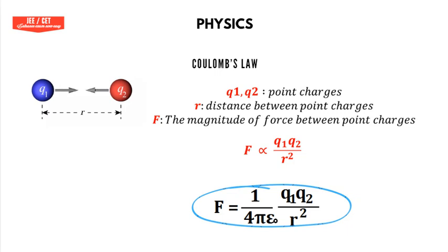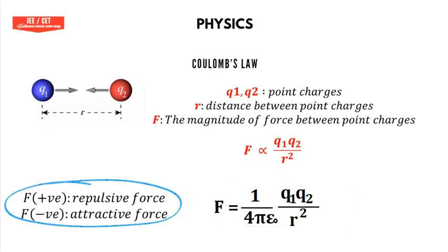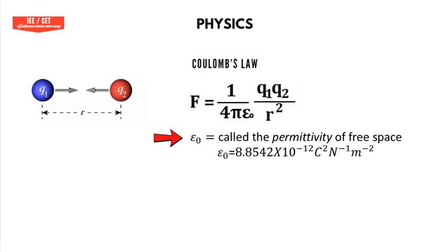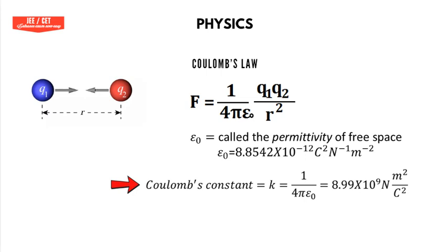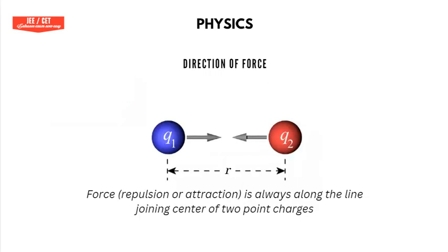The proportionality constant is called Coulomb's constant, which is equal to 1/(4πε0), where ε0 is the permittivity of free space. Note that the force is attractive if the charges are of opposite signs and repulsive if they are of the same sign. The value of free space permittivity is equal to 8.8542 × 10^-12 coulomb squared per newton meter squared. The Coulomb's constant K is equal to 8.99 × 10^9 newton meter squared per coulomb squared. Force, which is repulsive or attractive, is always along the line joining the centers of the 2 point charges.